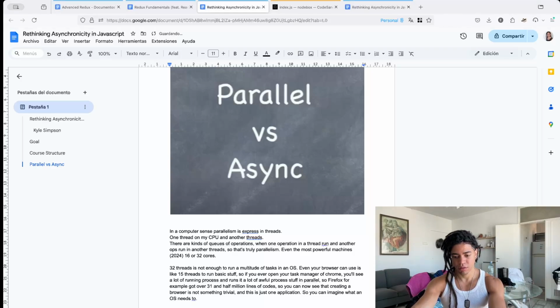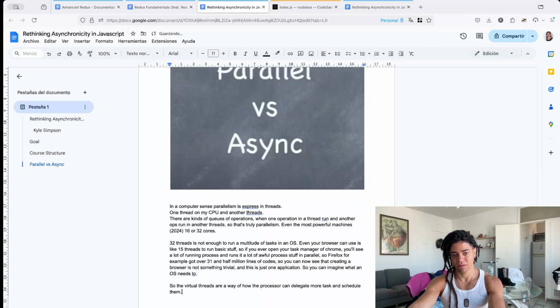So virtual threads are a way for the processors to delegate more tasks and schedule them, as much in parallel as possible. From the perspective of your programming, you don't really care about or even know what cores they're running on. You just assume that these two things are on separate threads, that the operating system will do the right thing and make sure that they're running separately.